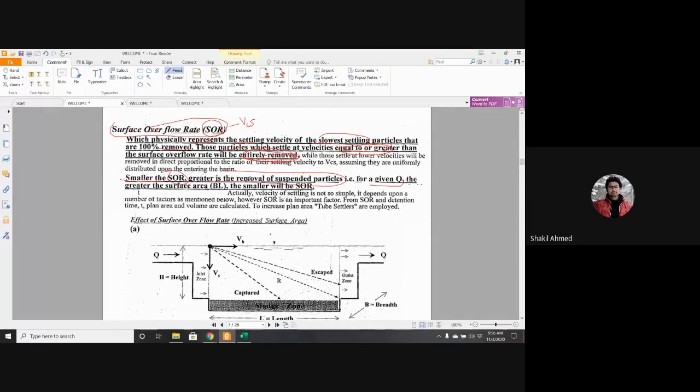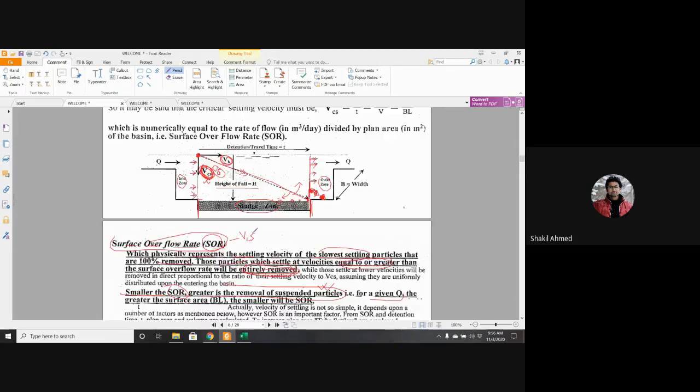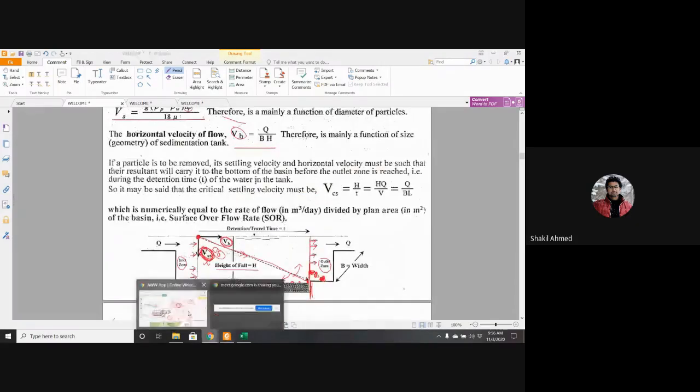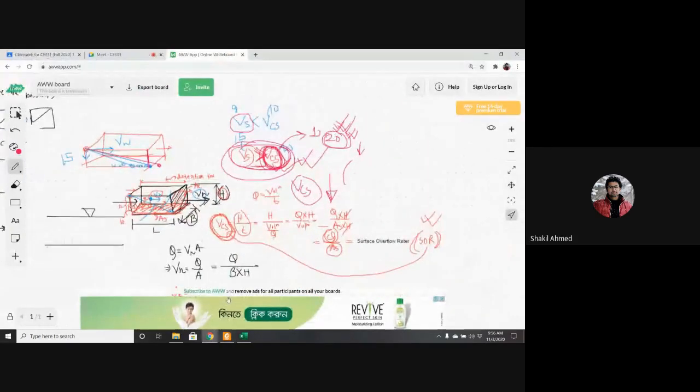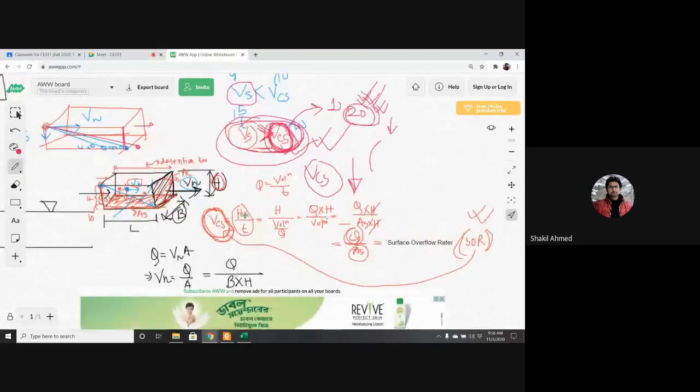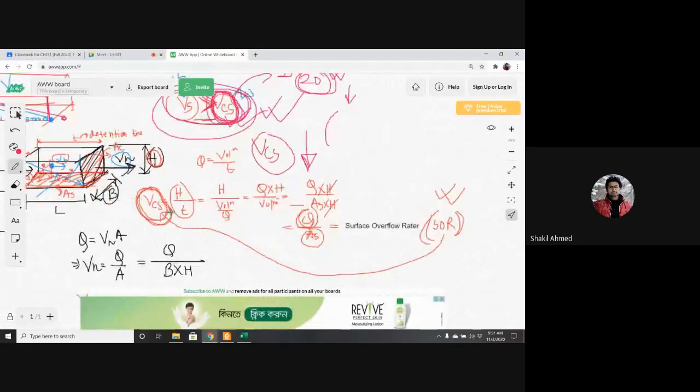Smaller the S word, greater is the removal of suspended particle. Very important for exam. Smaller the S word, greater is the removal of suspended particle. Now question is, কিভাবে তুমি S wordটাকে ছোট করতে পারো? VCS আসলে কি?